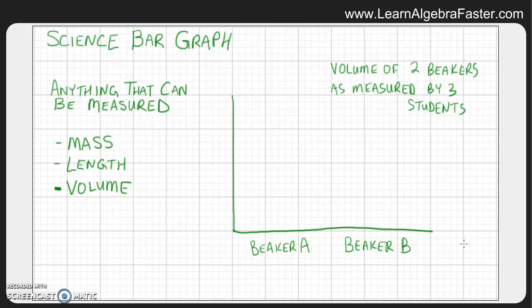So we've already labeled our horizontal axis. We've already labeled that as the 2 objects that we're going to measure. So that's the beakers. Now we need to measure our vertical axis, which in this case we're going to make up. I'm not actually doing this experiment.